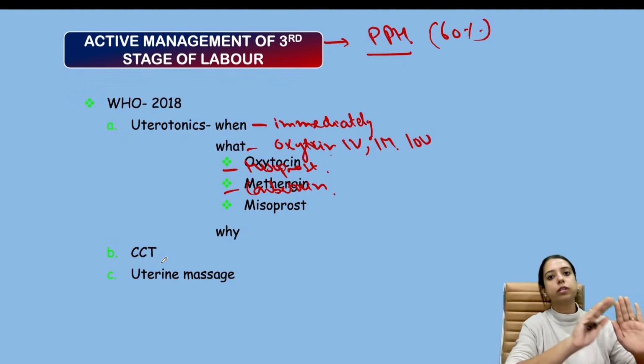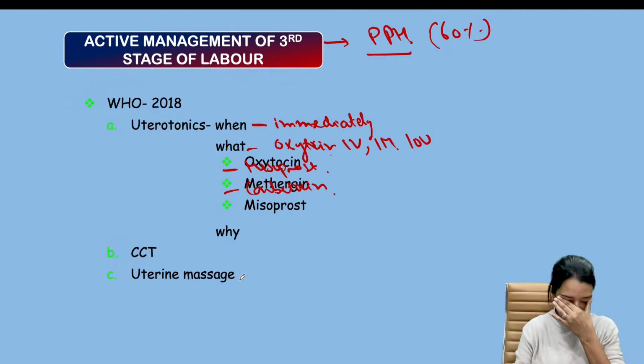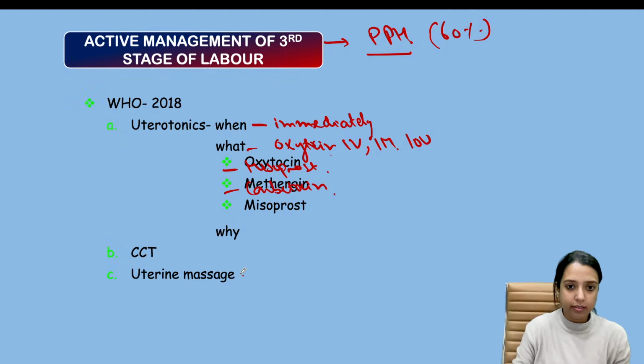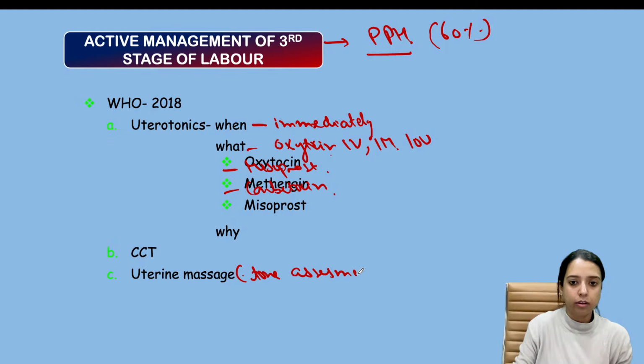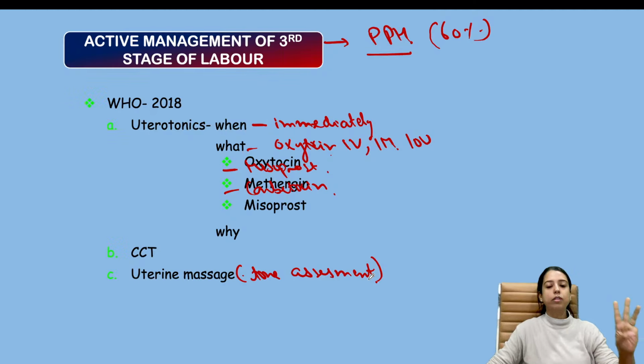And third is uterine massage. In fact, you call it uterine... Instead of massage, the better term used by WHO is uterine tone assessment. You assess the tone repeatedly. Uterine tone assessment. So 3 steps in AMTSL are uterotonics, controlled cord traction, and uterine tone assessment.